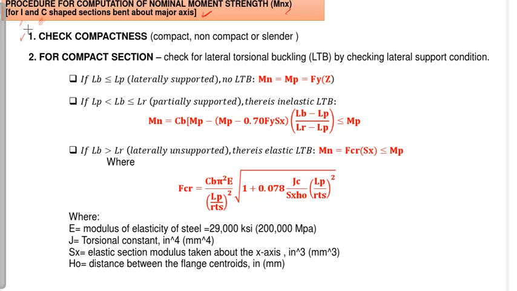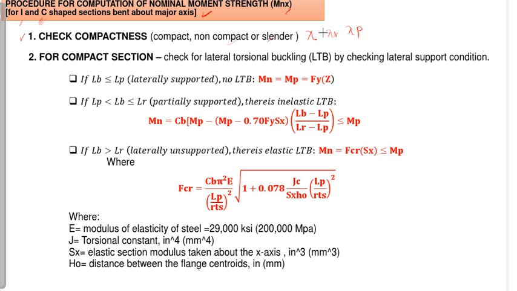First procedure natin in solving MNX is to check our compactness. So, how do we do that? So, in our previous lesson, kailangan nating i-classify yung section natin whether compact, non-compact, or slender. By comparing yung lambda natin with our limits lambda r and lambda p. Diba? This is given by the code.